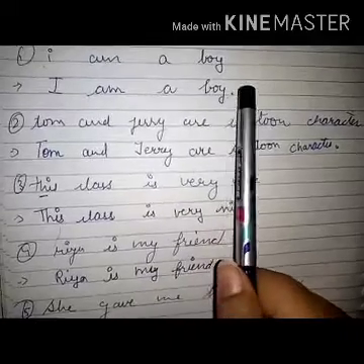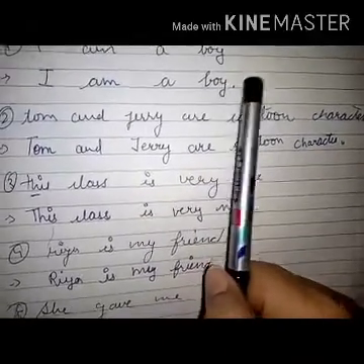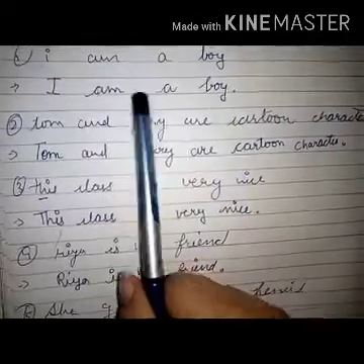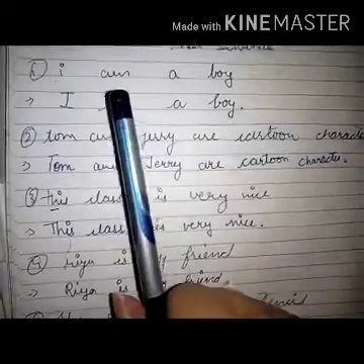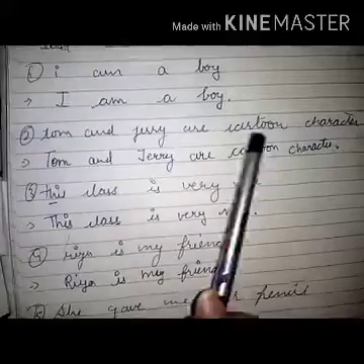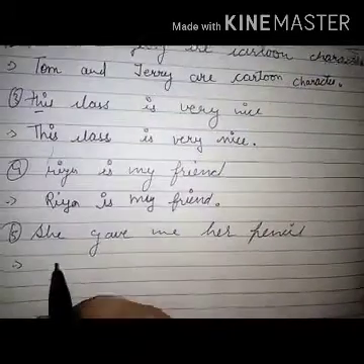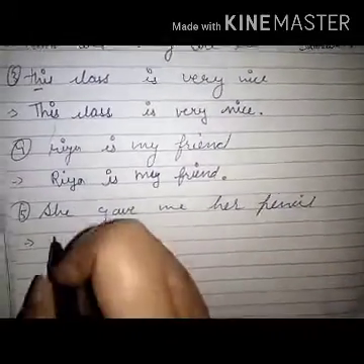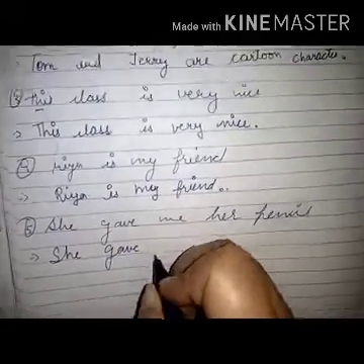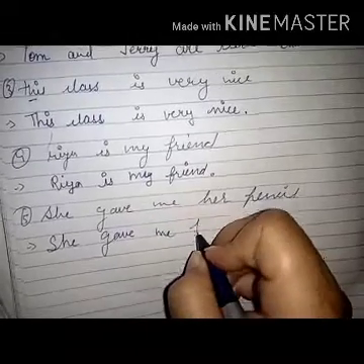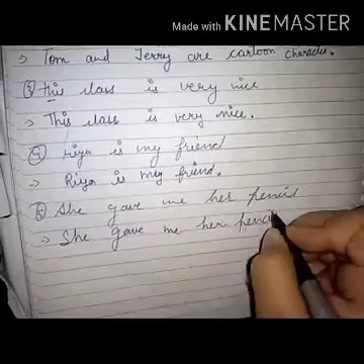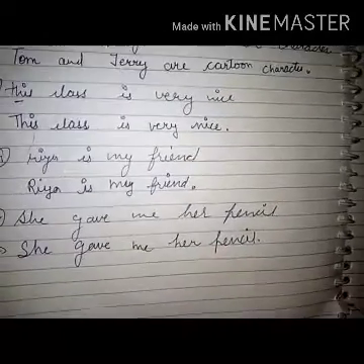At the end of every sentence, we put a full stop. The meaning of a full stop is that the sentence has finished. So, at the end of every sentence, we use a full stop. She gave me her pencil. So the full stop will be here.